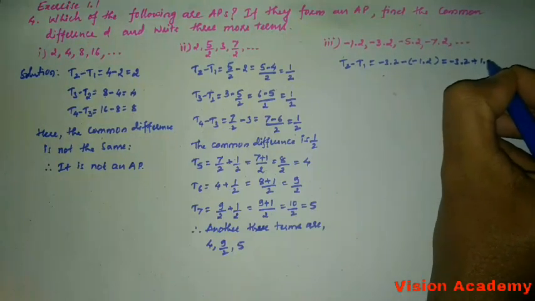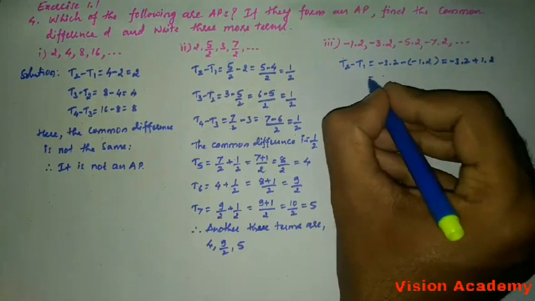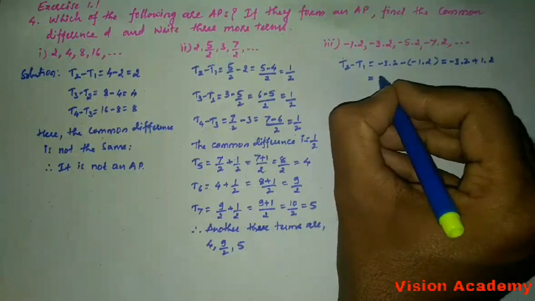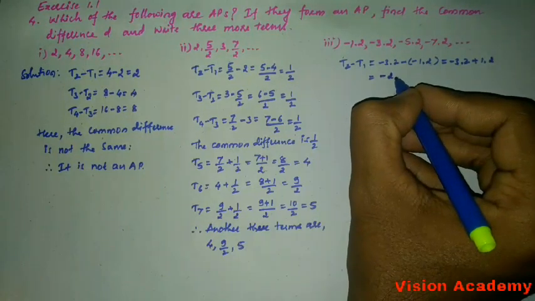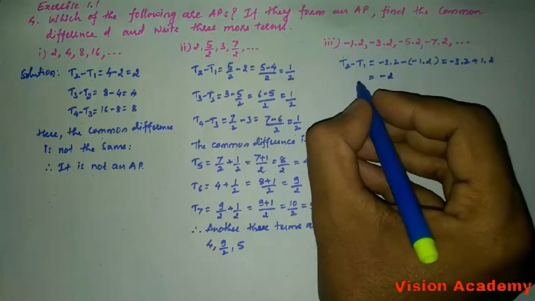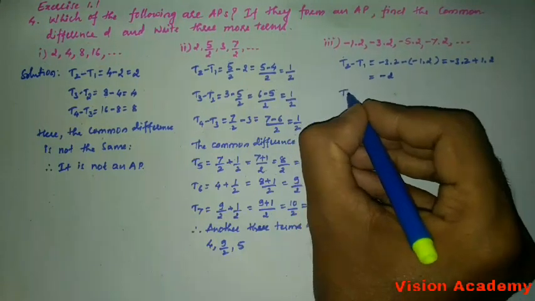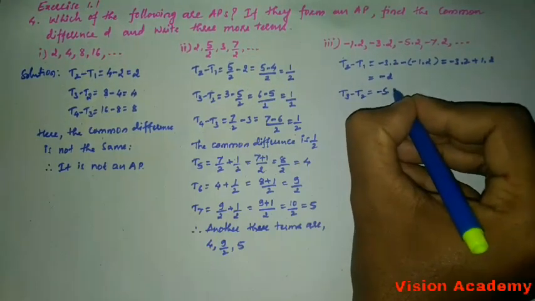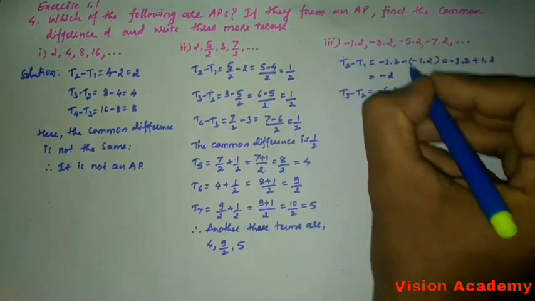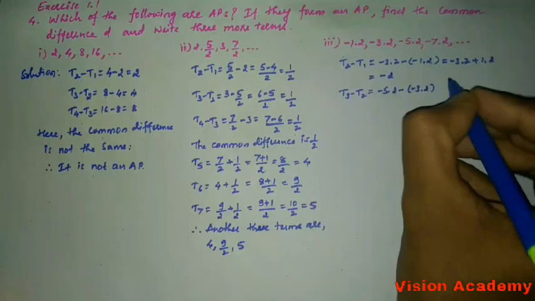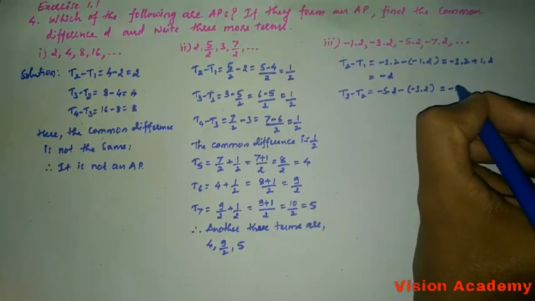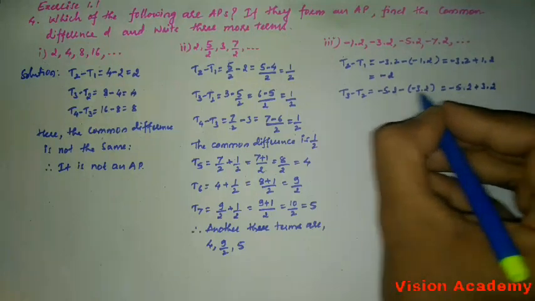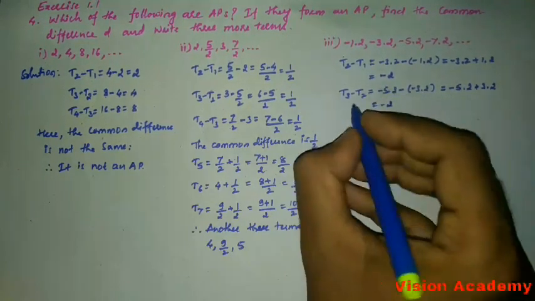Minus into minus is plus 1.2. Here minus 3.2 plus 1.2 gives us minus 2. Now we will write T3 minus T2. So T3 is minus 5.2 minus of T2 is minus 3.2, which is equal to minus 5.2. Minus into minus is plus 3.2. So this gives us minus 2.